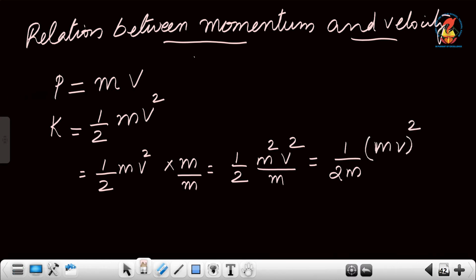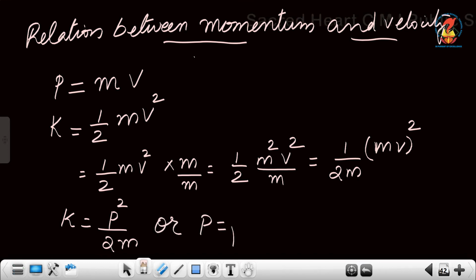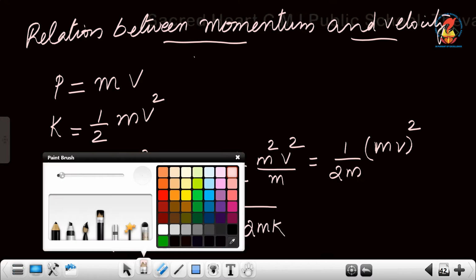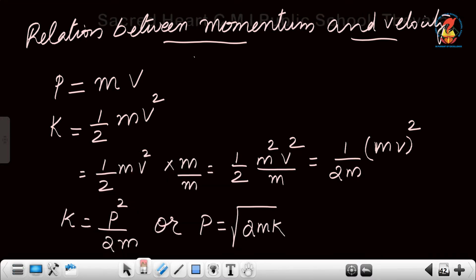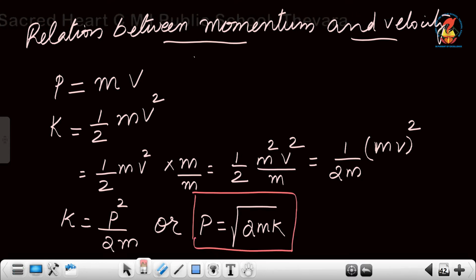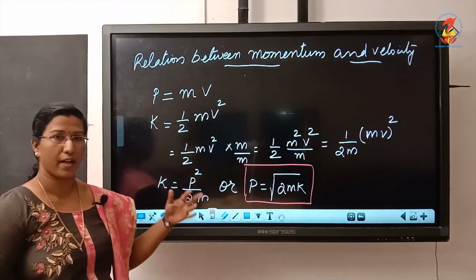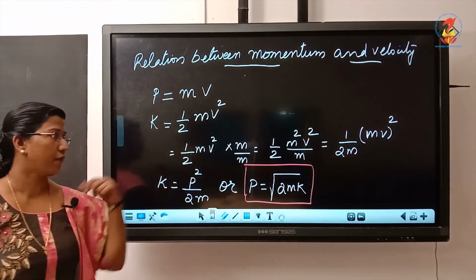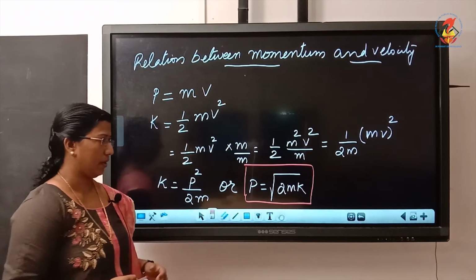Now what is mv? It is the momentum, so this can be written as K is equal to P square by 2m, or momentum P is equal to root of 2m into K. This is the equation connecting the kinetic energy and momentum of the particle. P is equal to root of 2mK. So if kinetic energy is given, you can find momentum. If momentum is given, you can find kinetic energy using this equation.